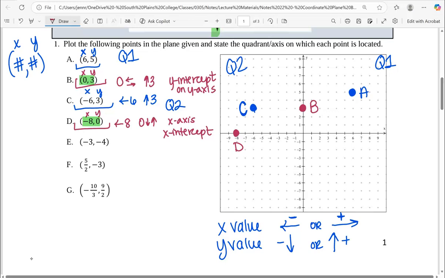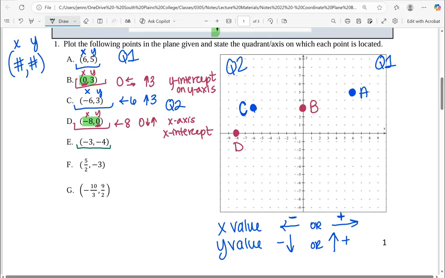If I'm a y-intercept, I end up with a 0 in the x-coordinate spot. If I'm an x-intercept, I end up with a 0 in the y-coordinate spot. As we move into our next few lessons, we're going to see that more and more. But for now, I would like us to move on. We have 3 more to practice.